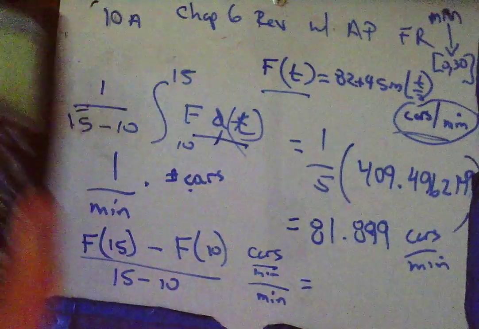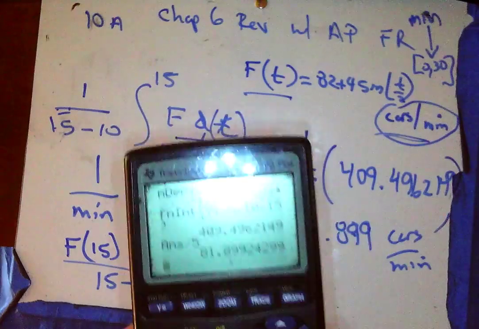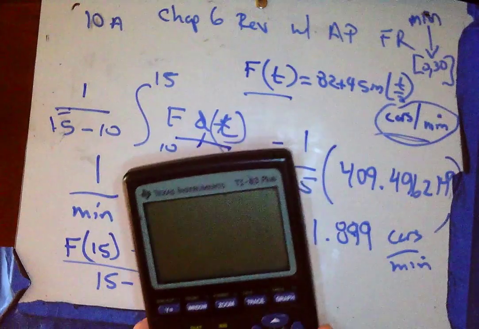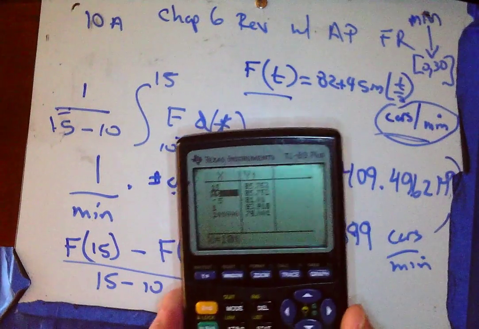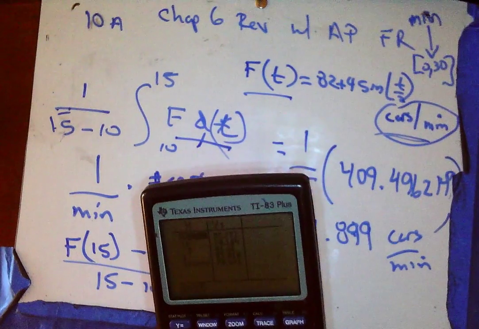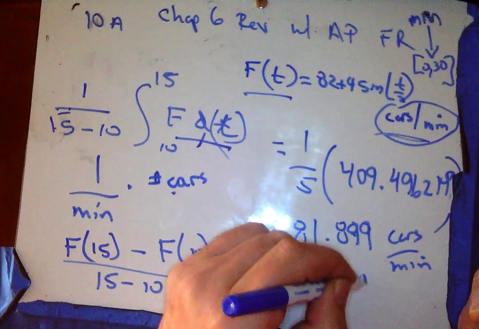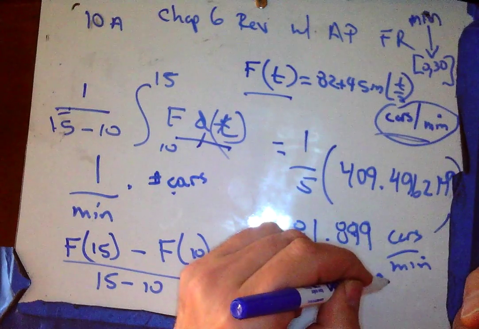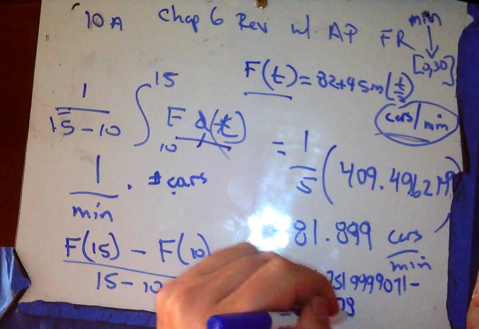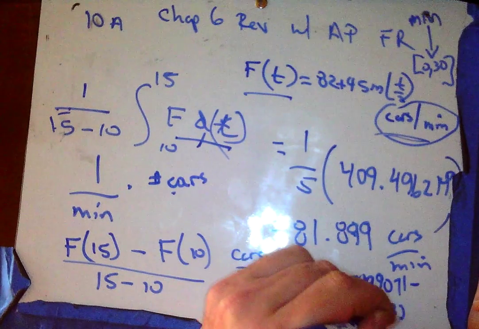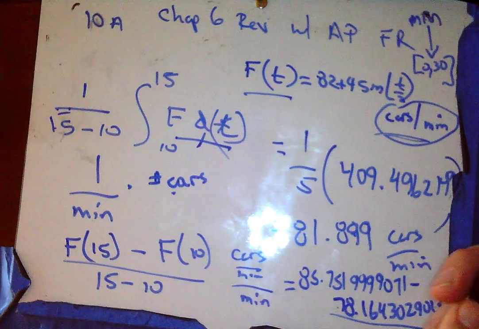So how do I find f of 15? Well, I like my table feature for this problem. So I go over to my table, and I type in 15, and I type in 10, and so these values are 85.7519999071 minus 78.16430290013 over 5. Let's see what I get.